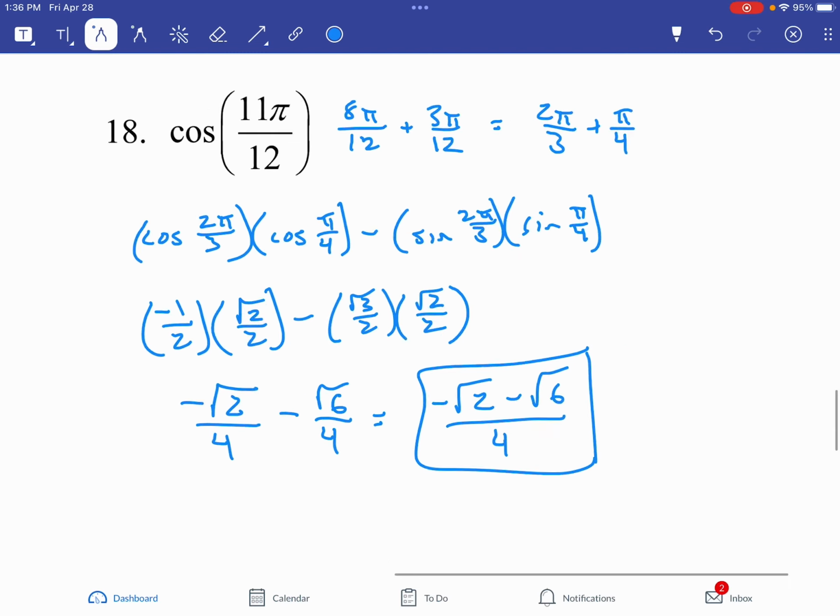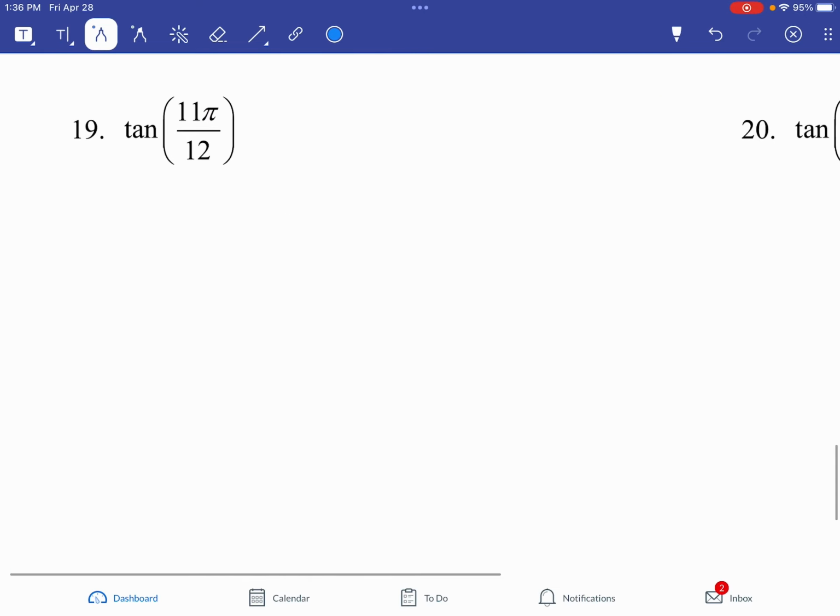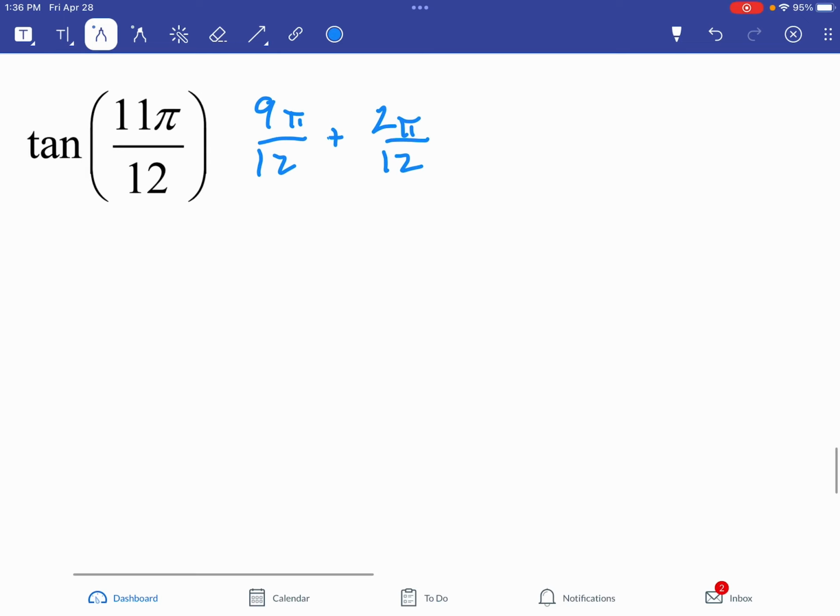All right, we're almost done. 2 more questions. So we have 11 pi over 12. I'm going to do 9 pi over 12 plus 2 pi over 12. If I reduce those, divided by 3, I get 3 pi over 4 plus pi over 6.